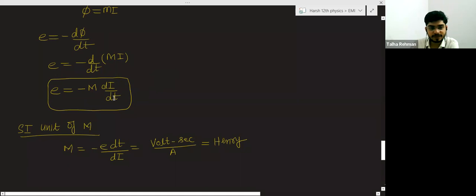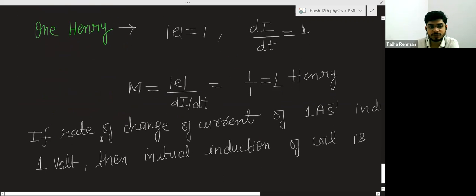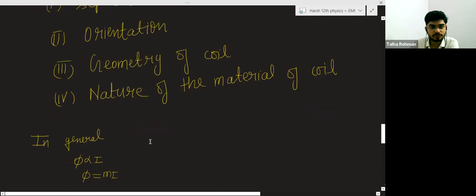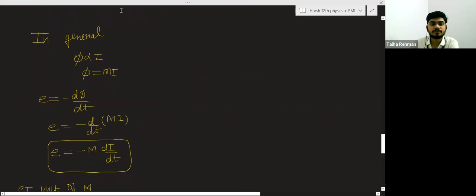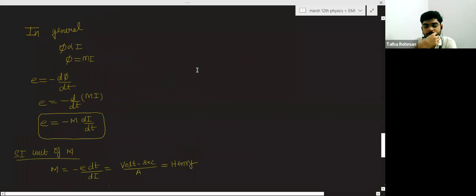When you calculate 1 Henry, you will put 1 EMF for 1 second and for 1 ampere current, and you will get 1 Henry. So this is the definition of 1 Henry I have written here. You can note this down. Here the flux linked with coil number 2 is directly proportional to the current in coil 1.